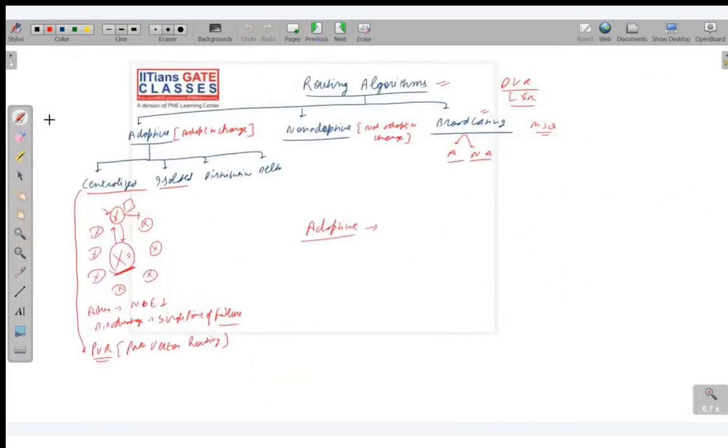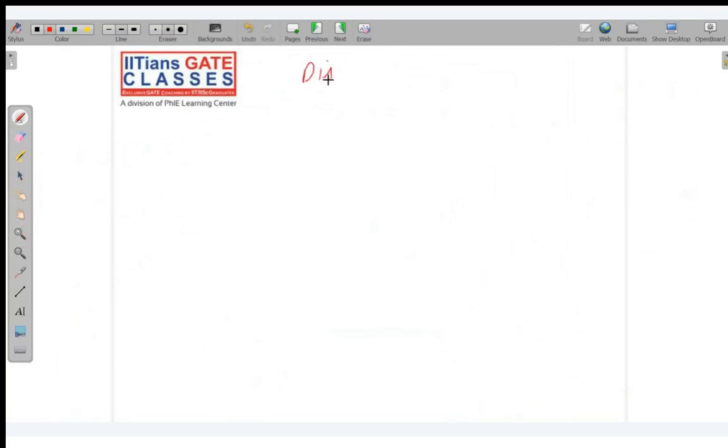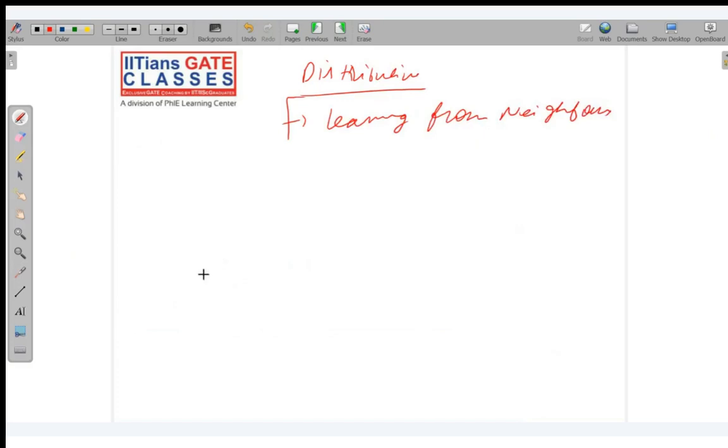This is the distributed approach. You can take a snapshot of this. I will jump to the next slide. So the distributed approach, what is it saying? It is saying learning from neighbors. That is a much better idea.